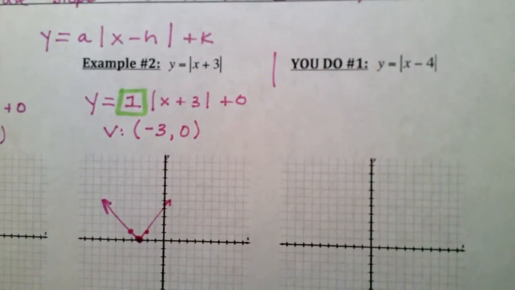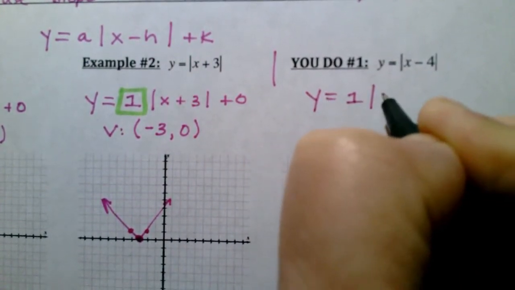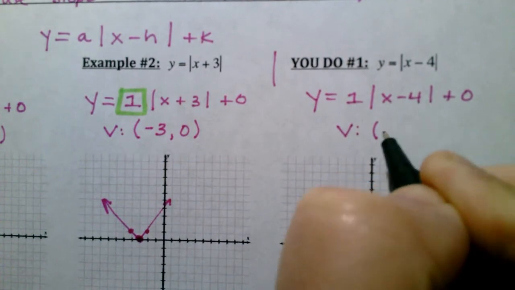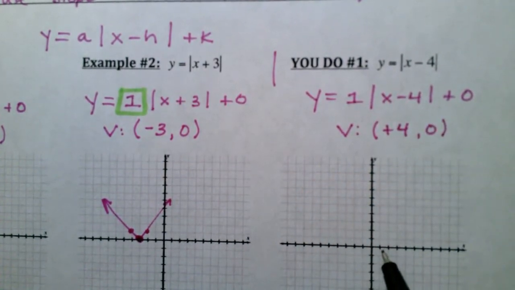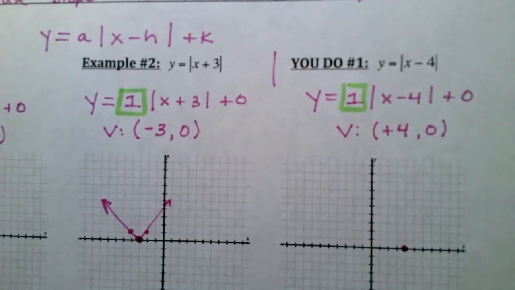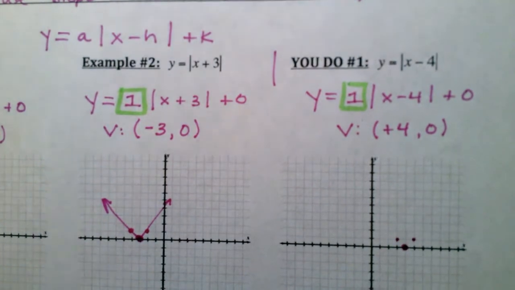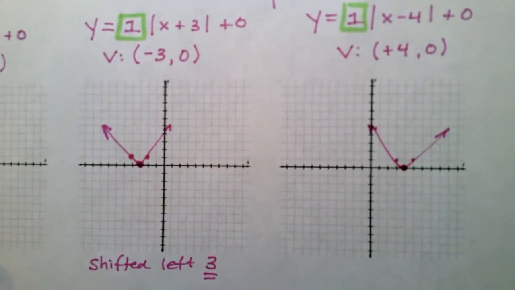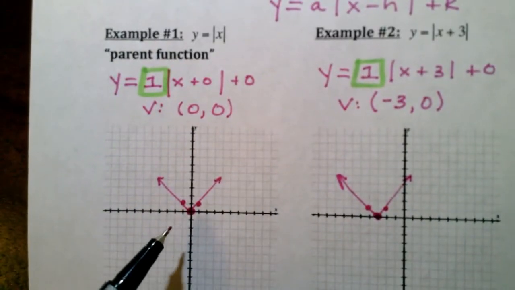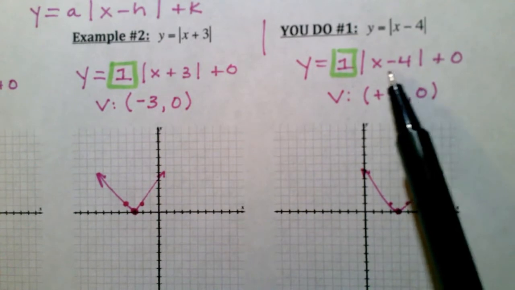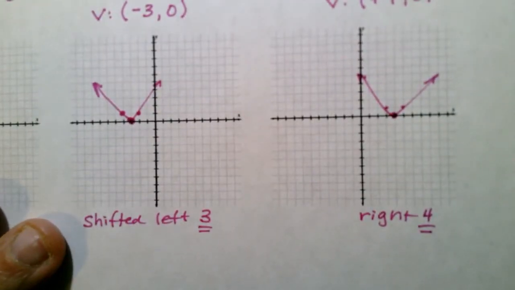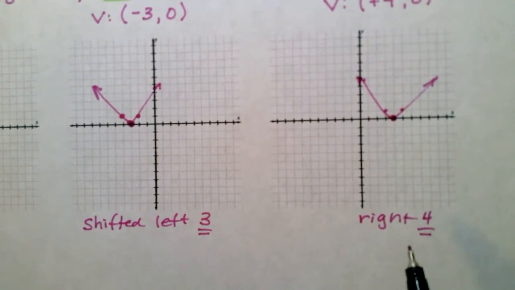Let's take a look at the next section here. If I write this out, I should be seeing 1, my vertex is going to be located at not negative 4, but positive 4, 0, 1, 2, 3, 4. My slope is again 1, so I'm going to count up 1 over 1. Those are my 2 subsequent points, and then I graph my V. If you had to describe what happened to this, the parent function would start at 0, 0. But because now I have a minus 4 in here, I would say that this was shifted right 4. So I'm using words to describe the shift of the graph.